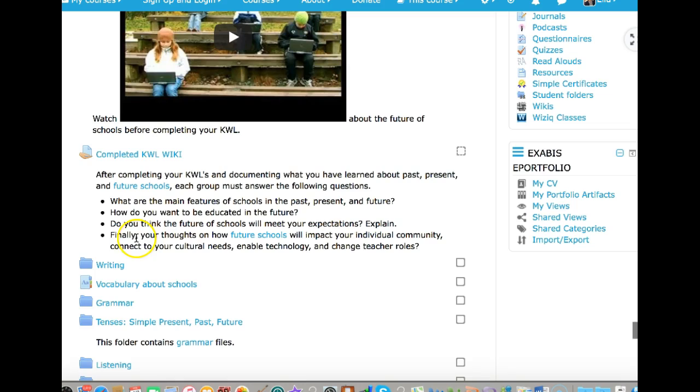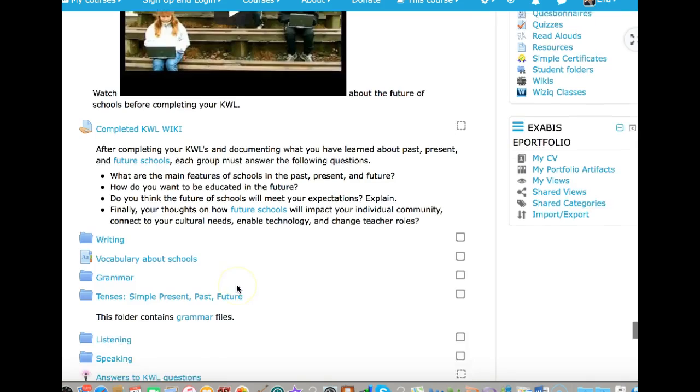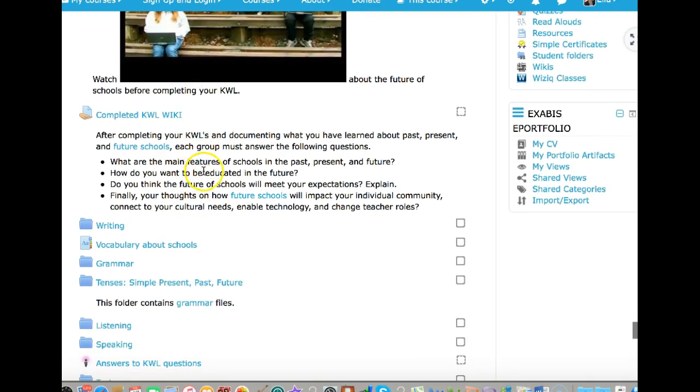And I wanted to extend this beyond the Western world because this is a big globe, and the way people learn is so different in different countries. So I did want their thoughts on how future schools will impact their individual communities, connect to their cultural needs, enable technology, and change teacher roles. What role would a teacher have? This KWL was their writing, and this was their whole map for a presentation, for research, for everything.